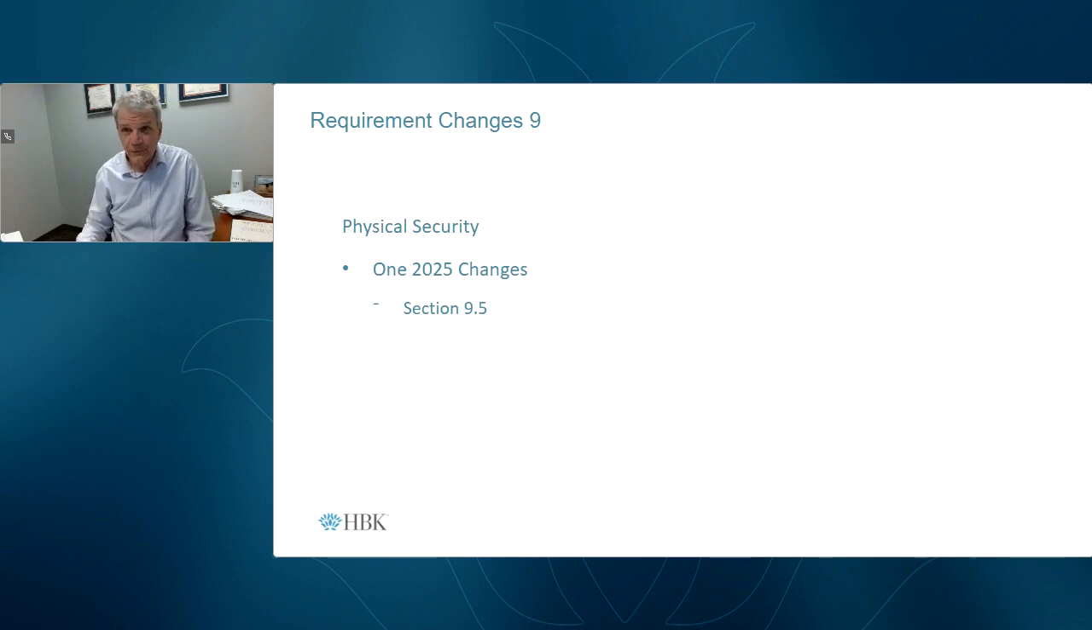Section 9 is, getting ahead of myself here. So basically, section 9 is physical security, talking about section 9.5, which is periodic inspection of POI devices. POI stands for point of interaction. An example would be a credit card reader. So you have to actually inspect these things to make sure they don't look like they've been tampered with.